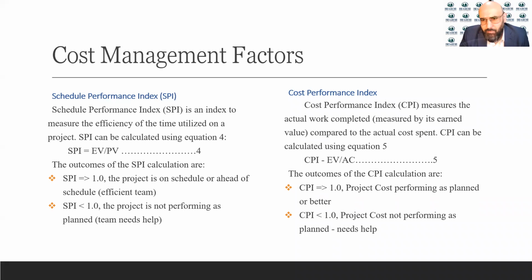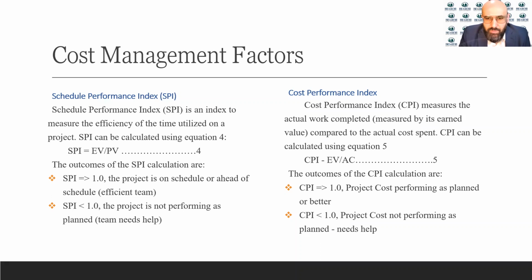Now for the cost performance, also another index, but related to the cost. And this measures the actual completed work measured by its earned value compared to the actual cost spent. Again, it measures the actual work completed compared to the actual spend. The CPI could be calculated by the earned value divided by the actual cost. The earned value divided by the actual cost.